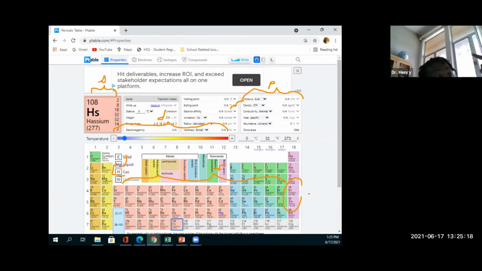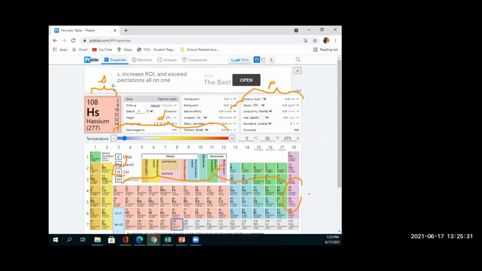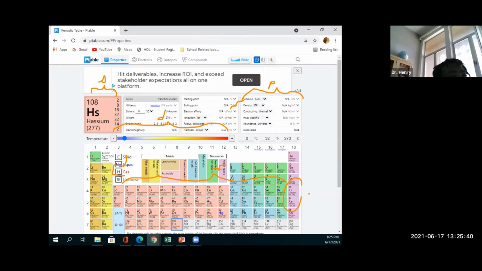Okay, so the S holds 2 electrons. The P holds how many electrons? 6. The D holds how many? 10. And the F holds how many? 14. Okay, so now if you look at that pattern, the S holds 2, the P holds 6, we have 10, and then we have 14. So what would you expect if there was a G orbital? What would it hold? Did you say 18? 18 is correct. If there was an H orbital, what would you expect it to hold? 22. Okay, good job.